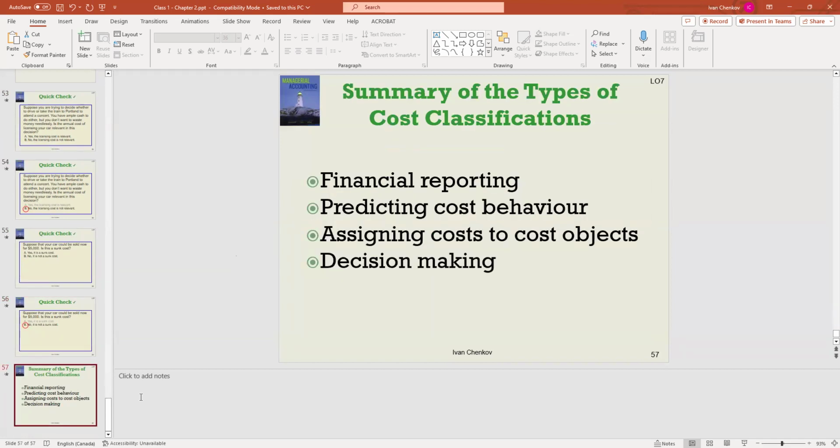So let's summarize. For financial reporting, we have two types of cost: product or inventoriable cost and period cost. For predicting the cost behavior, we have variable and fixed cost. For assigning cost to the cost object, we have direct cost and indirect cost. And for decision making, we have differential cost, opportunity cost, and sunk cost. And that concludes chapter 2.